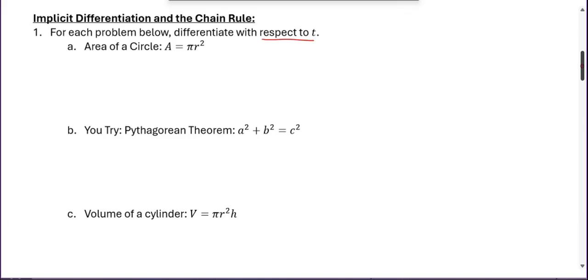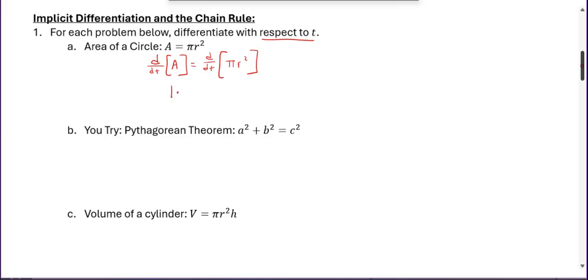So in this particular example, we're just talking about the area of a circle. A equals pi r squared. So we're going to take the derivative of both sides with respect to t. This is going to feel just a little bit different, but it's going to feel similar at the same time. On the left-hand side, you might think of, we're just taking the derivative of A, or the derivative of x, or the derivative of y. It's just one. One what?